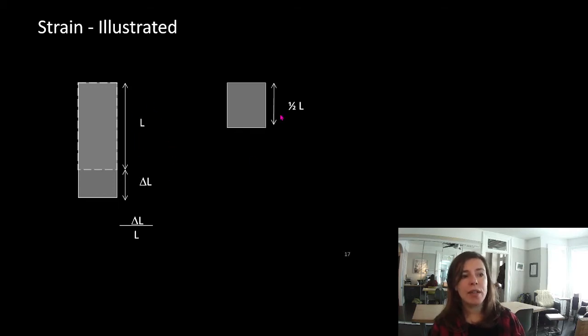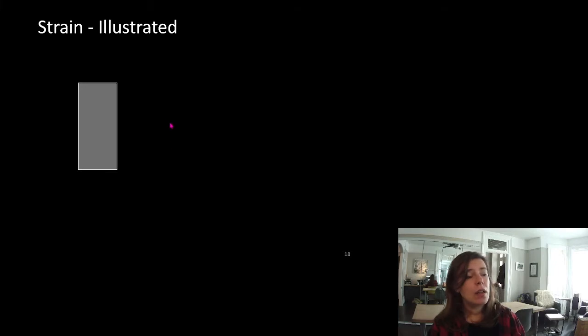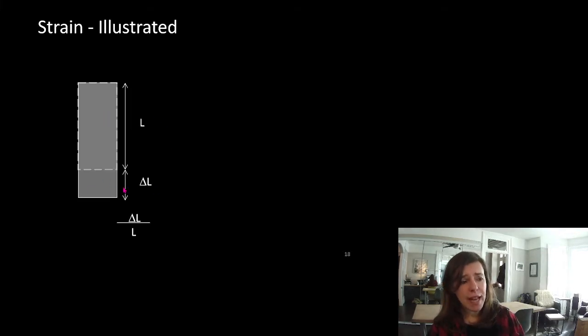Let's take a look at another example. What happens if we have half the length, but we have the same amount of deformation? So this deformed the same amount. Delta L is the exact same, but our original length was half the amount. Delta L divided by half of L is 2 epsilon, or twice the strain. We have our original object with a delta L, and so strain is delta L divided by L.